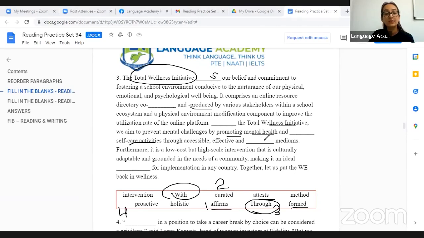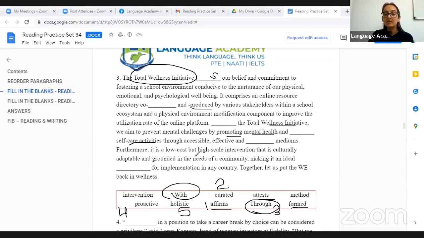So what kind of mediums? We have method left, we have formed, attest, holistic intervention. There's only one word which can be used for describing medium, that is holistic. Holistic means overall, which involves everything, which takes care of everything in your body. That is holistic approach. So here it will be holistic mediums.